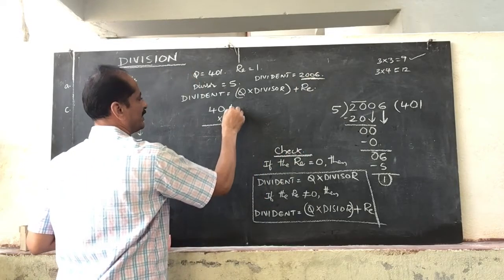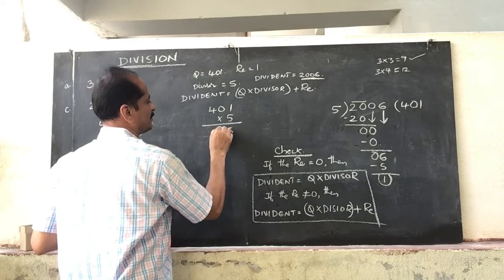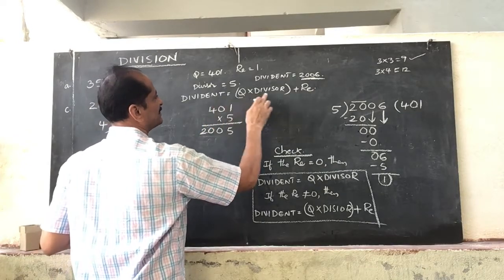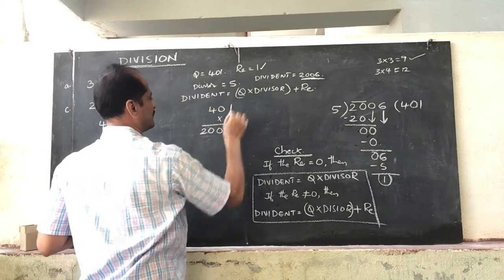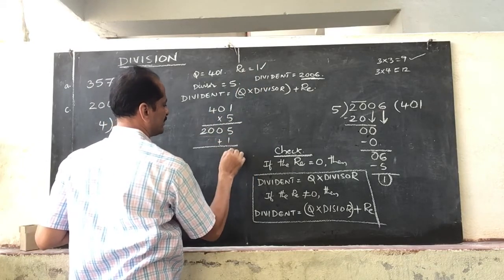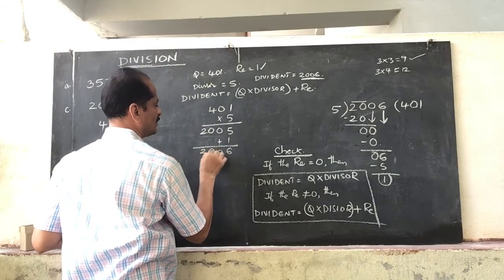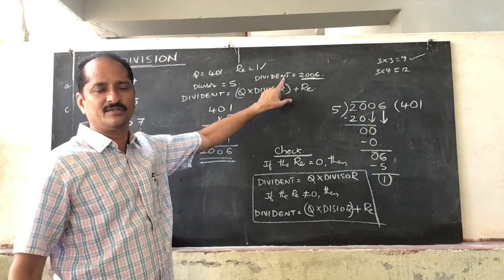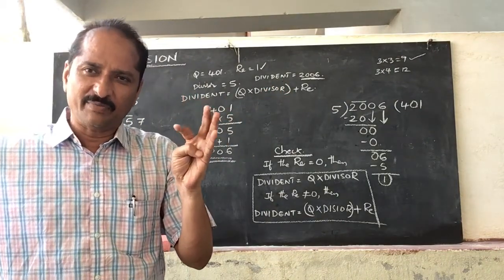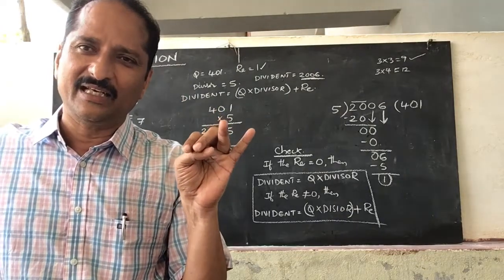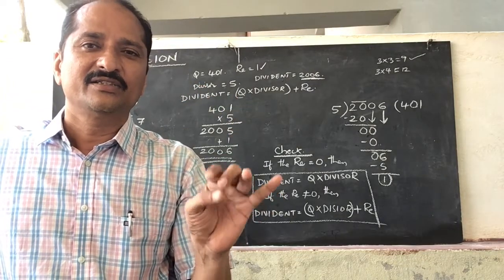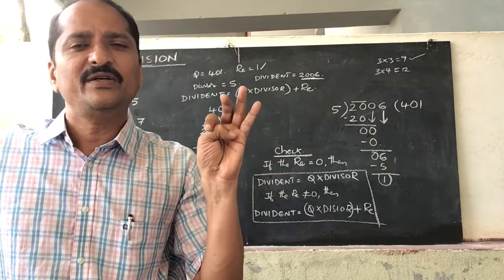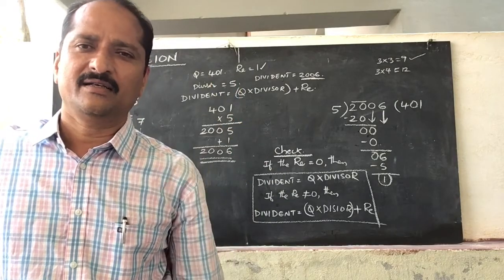So now check. 5 1s are 5, 5 zeros are 0, 5 4s are 20. So 2005 plus remainder how much? Remainder 1. So you add 1 to this one. So 5 plus 1, 6, 0, 0, 2. What is this? 2006. 2006 is the dividend. Did you get it? So quotient ni divisor తో మల్టిప్లై చేసి దానికి రిమైండర్ని యాడ్ చేస్తే we should get dividend. So that is the check formula. So dividend is equal to quotient into divisor plus remainder.